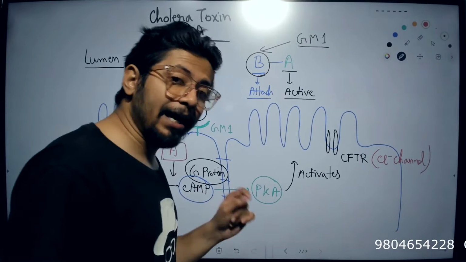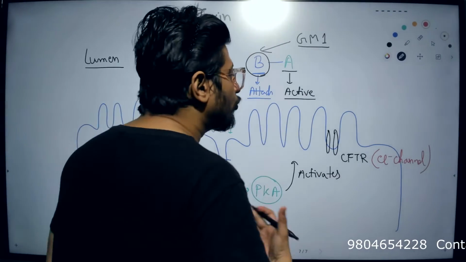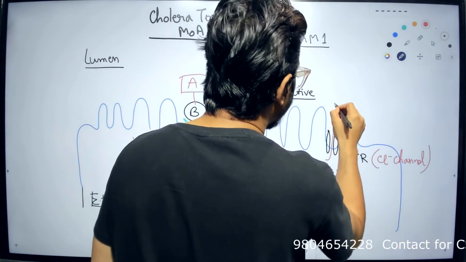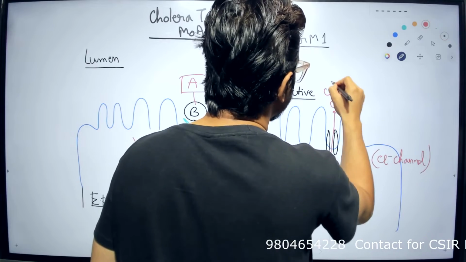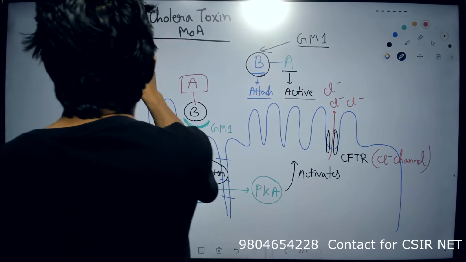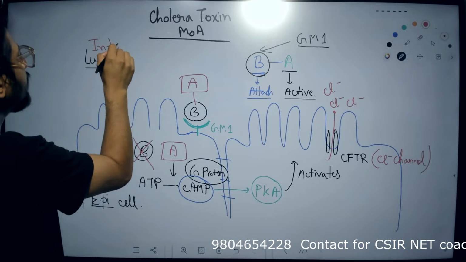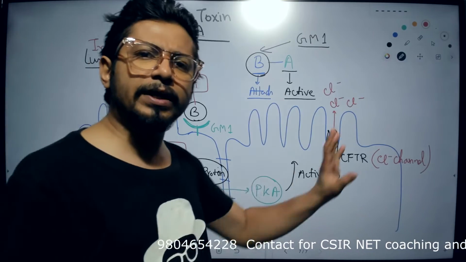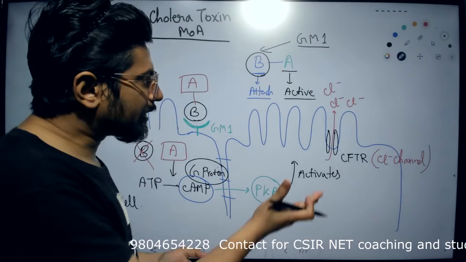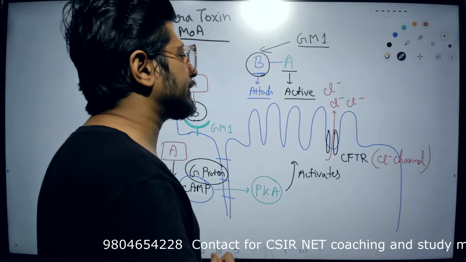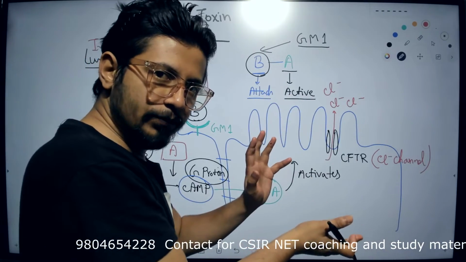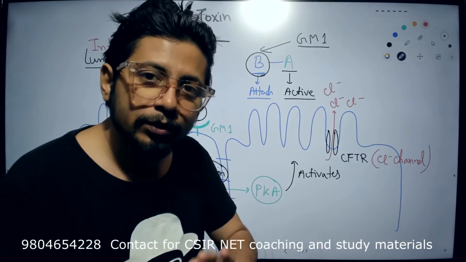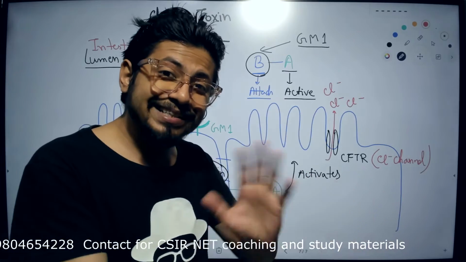This channel allows chloride ions to move out. Okay. So once this is activated, chloride ions start to move out. Out where? To the intestinal lumen. Got it? So chlorides start moving out to the intestinal lumen. As the chloride ions start moving out, there is a charge disbalance. Obviously, because chloride is negatively charged, more negative charge ions are moving towards the intestinal lumen.